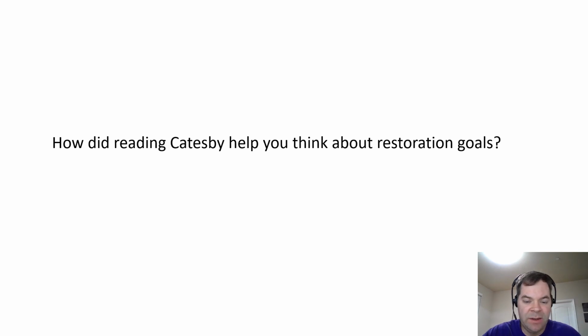Reading the Catsby paper made me think a lot about using historical information to set up my restoration goals. It provided a lot of good information about historical use of the area, what type of habitat existed in the area, the type of hydrology, the soils, the agriculture that existed in the area, how the indigenous people interacted with the habitat in the natural environment, and how they managed the habitat in the area.